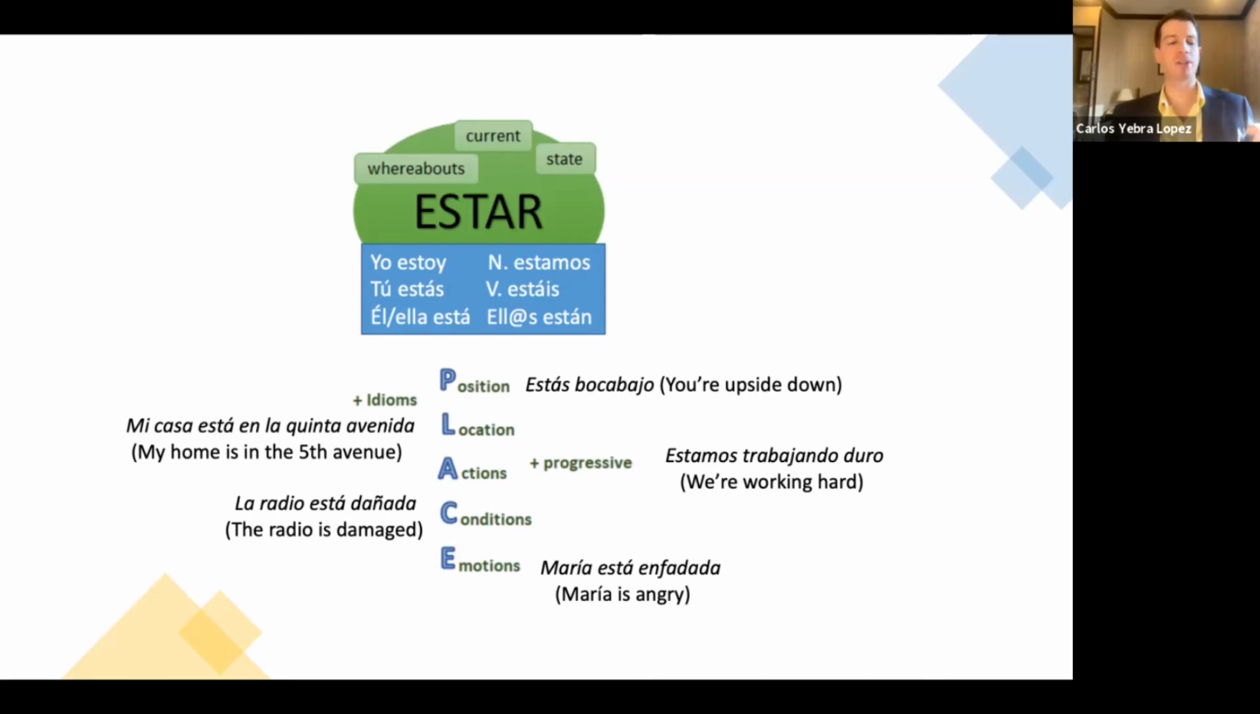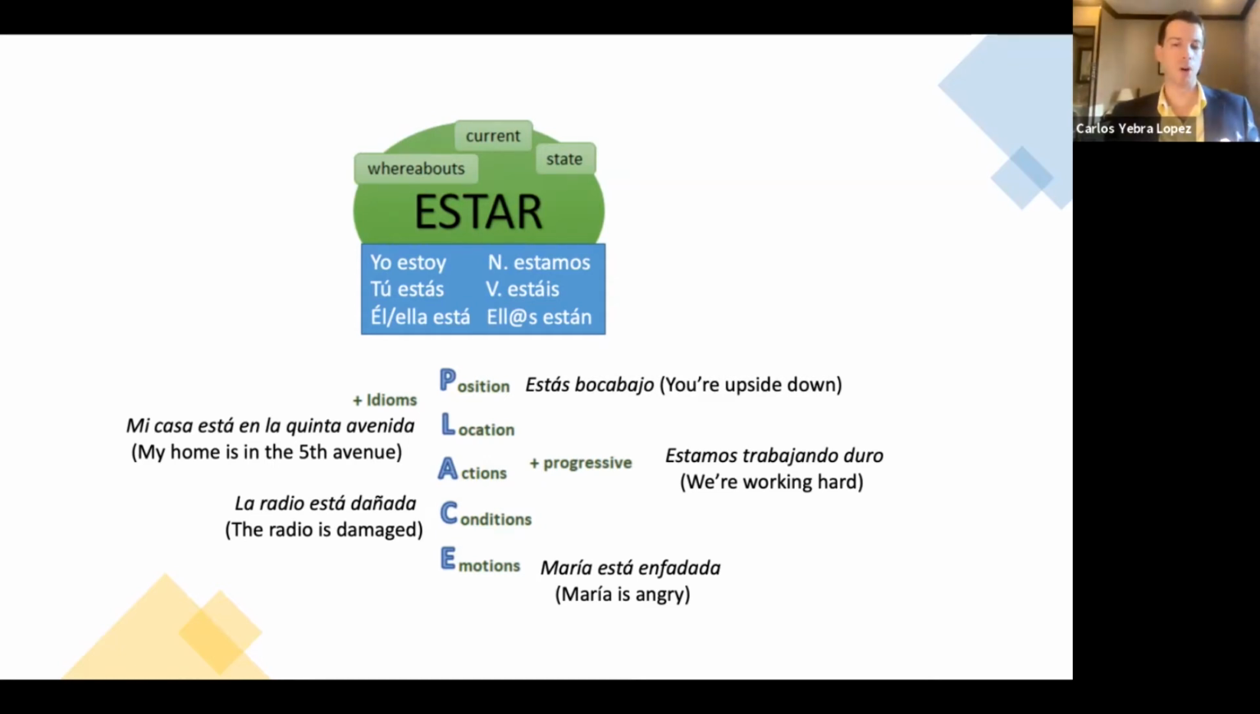Why? Because we're talking about a state. It is not that you are biologically designed in such a way that you're always upside down. It's a temporary state. Now you're upside down, but you flip the image and you're no longer upside down. So that's why we use estar, because the implication is that your position is a state that can change at any time, rather than something fixed, permanent, like your essence. Now, obviously there are idioms where we use the verb estar, fine.